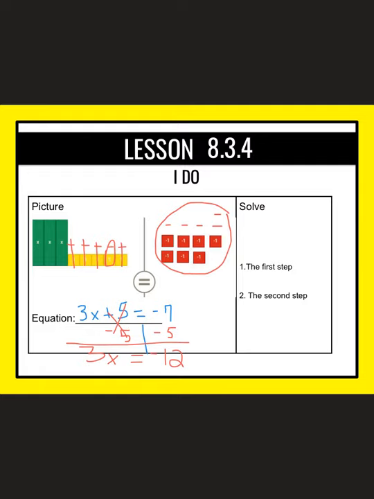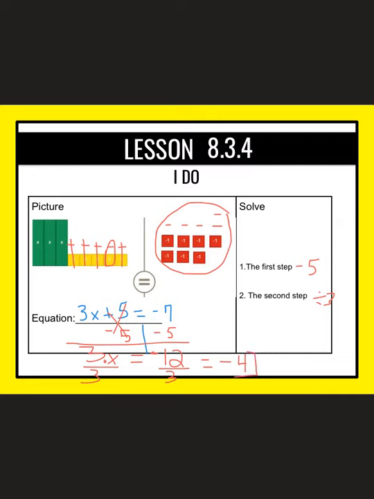Your final step. So the first step is we subtracted 5. And since there's multiplication occurring, the inverse of multiplication is to divide by 3 on both sides. Or you could always ask, 3 times what number gives me a negative 12? So a negative 12 divided by a positive 3 is equal to a negative 4.